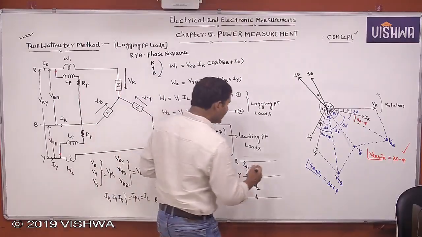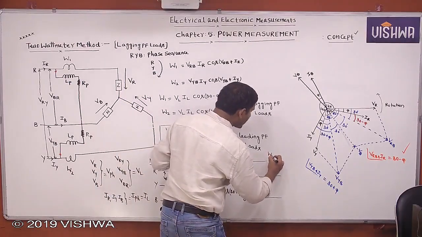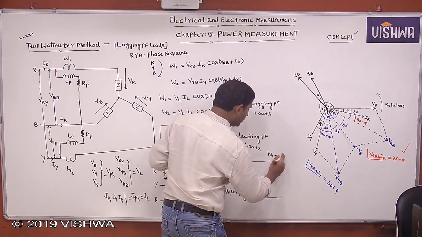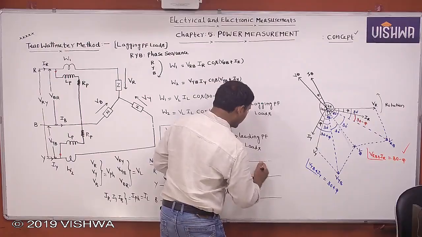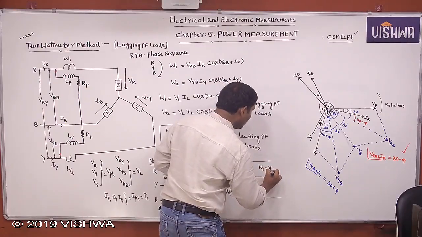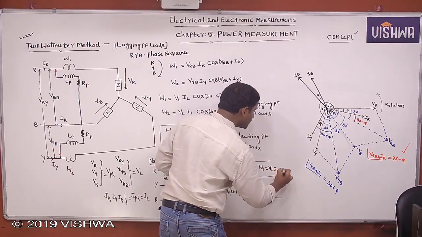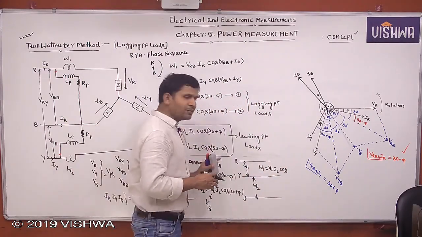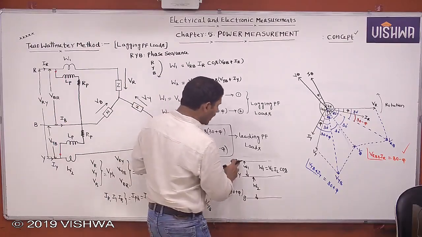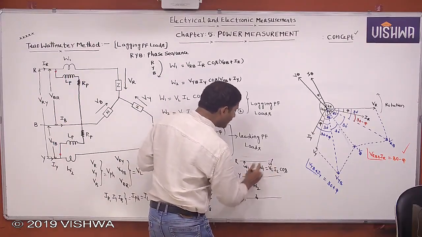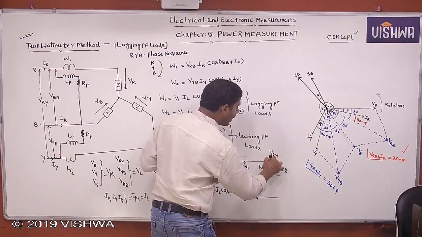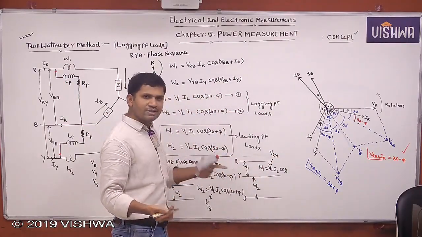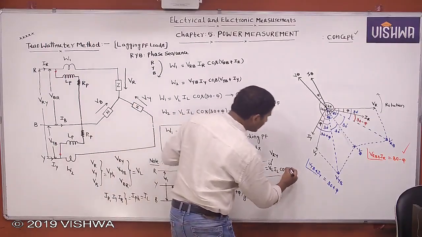Now, what is W1 reading? What is W1 equal to? VL IL cos. You can get 30 plus phi or 30 minus phi, that you will see. This concept is for lagging power factor loads. W1 is connected between R and Y, so VRY. After R, what are we getting? Y. Phase sequence is followed, RYB phase sequence. Then you get 30 plus phi.